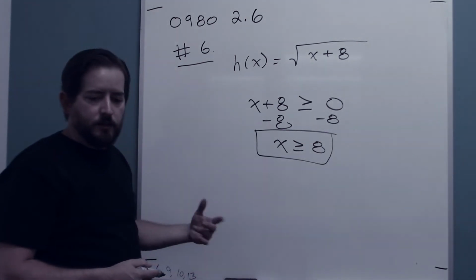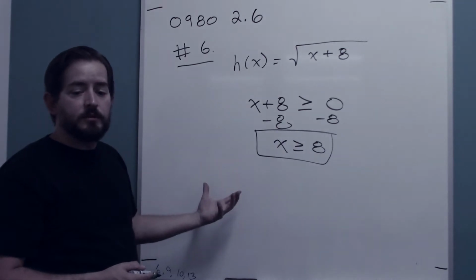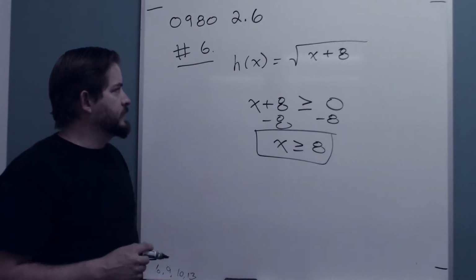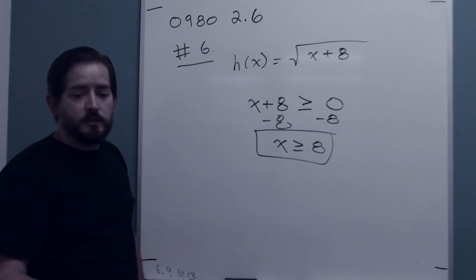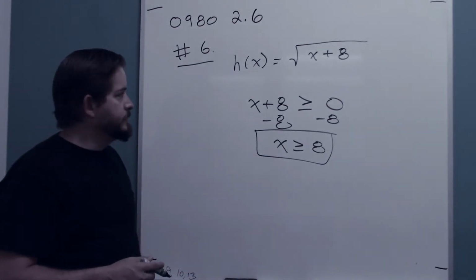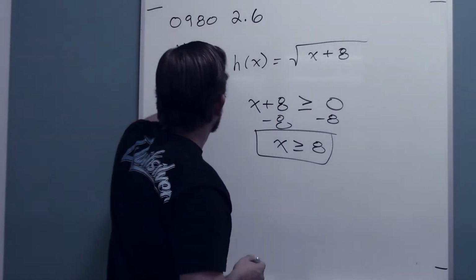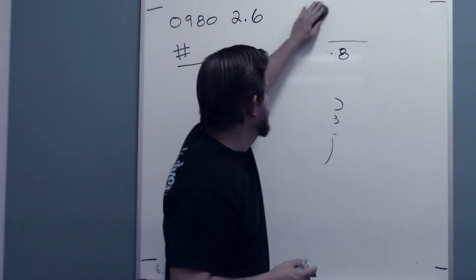You can write that in interval notation, you can leave it like this, you can write it in set builder notation. I think the question asks you to put it into interval notation, so do that. All right, let's look at 9, which I think is another domain problem.